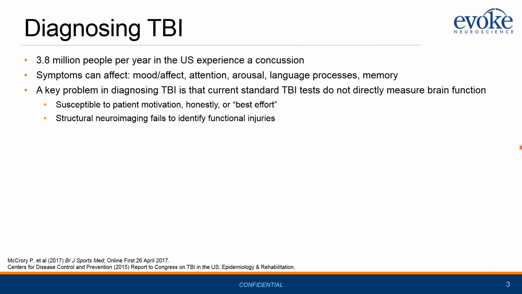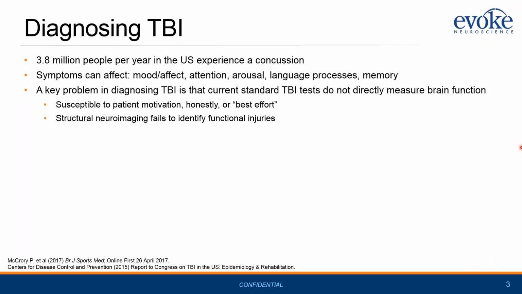And even when we attempt to use really objective measures like structural neuroimaging, oftentimes those still fail to identify injuries because TBI is really a functional injury. It relates to how the brain is functioning, and it doesn't necessarily present with a structural lesion. So it's really important to consider brain function, not just neuroimaging the structure.